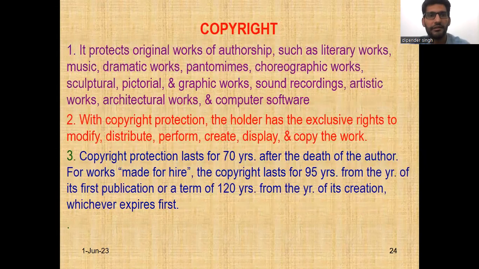What is copyright? It protects original works of authorship such as literary works, music, dramatic works, pantomimes, choreographic works, sculptural, pictorial, and graphic works, sound recordings, artistic works, architectural works, and computer software. With copyright protection, the holder has the exclusive rights to modify, distribute, perform, display, and copy the work. Copyright protection lasts for 70 years after the death of the author. For works made for hire, the copyright lasts for 95 years from the year of its first publication or a term of 120 years from the year of its creation, whichever expires first.